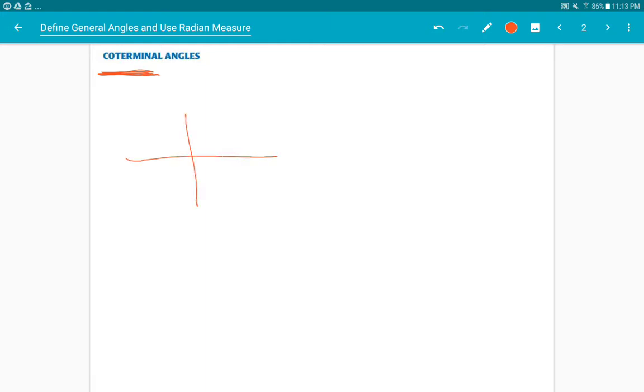So let's do a simple one here. Let's say I had an initial angle and I drew an initial side and a terminal side here. What would be the measurement of this angle? If I drew it like this, with the arrow going there, this would be a 90-degree angle, right? Because it's going from the positive x-axis and it ends at the positive y-axis.